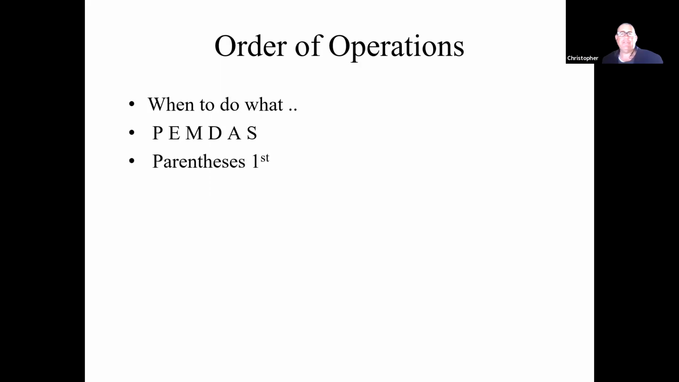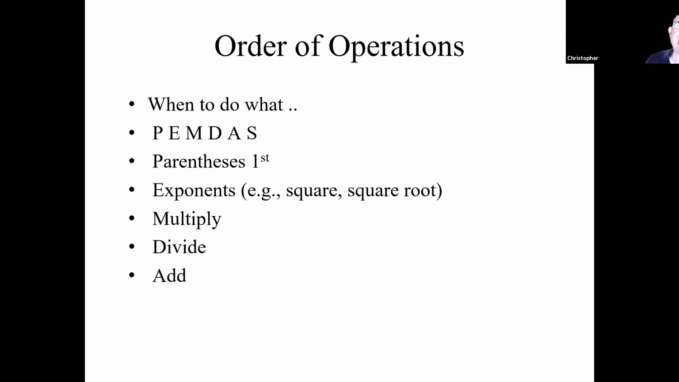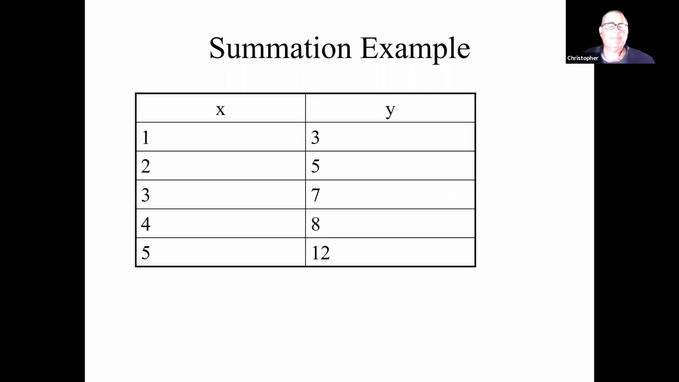Parentheses get done first. If there's stuff inside parentheses, do that first. Exponents, square, square root, do those next. And then we have multiply and divide. These could be in either order, actually. And then add and subtract are the next piece. Again, important, because if we do things in the wrong order, we're going to get the wrong answer.